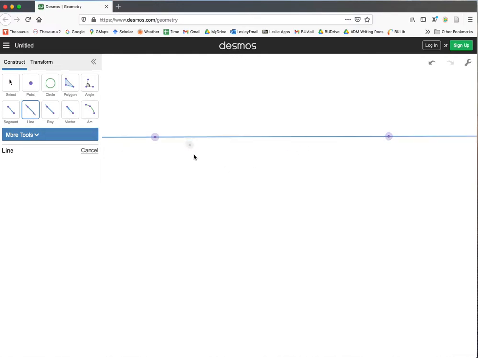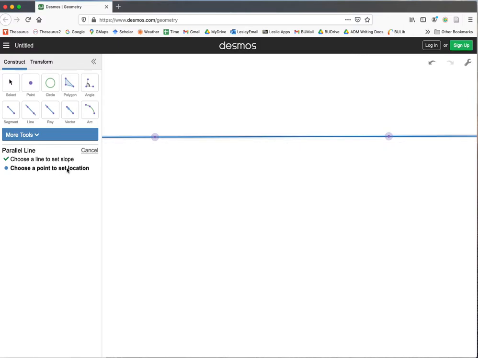Now, having drawn that line, we're going to draw the line parallel to it. But instead of drawing it freehand, we're going to construct a line that's always parallel to it. To do that, I go to More Tools, and there's a Parallel Line tool. So I click the Parallel Line tool, and it gives me instructions. First thing is choose a line to set slope. That means choose the line that's going to determine the slope of the two parallel lines. So that's going to be this one.